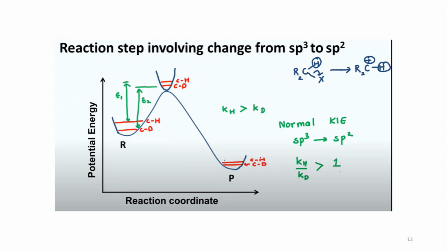Now suppose the reaction takes place where sp3 goes to an sp2 state. Here the carbon is sp3 hybridized and goes to an sp2 hybridization state. What happens in this case? The energy will decrease, as from sp3 to sp2 there is a reduction in bending mode. Now, in case of CD, due to the shorter bond length, the energy will decrease by a greater amount than that of CH.